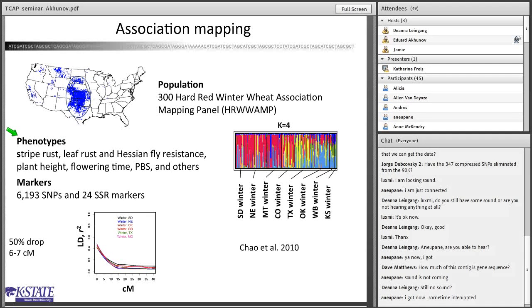We accumulated a lot of phenotypic data for this association mapping panel. We had nearly 6,200 SNP markers mapped in this population and 24 SSR markers that are linked with known disease resistance genes. We investigated the extent of linkage disequilibrium in this population, and you may see that we have a 50% reduction in linkage disequilibrium within 6 to 7 centimorgans.